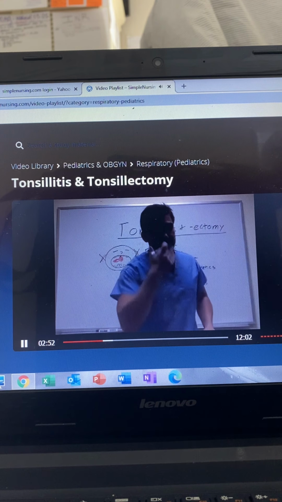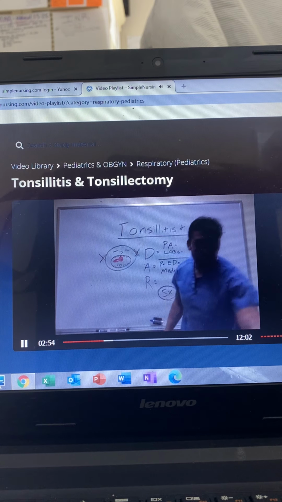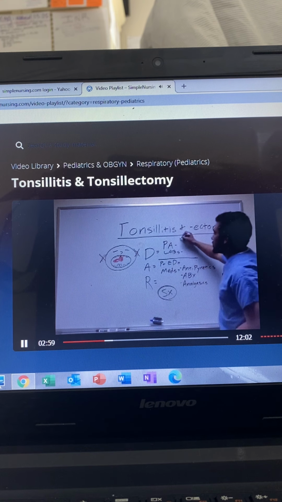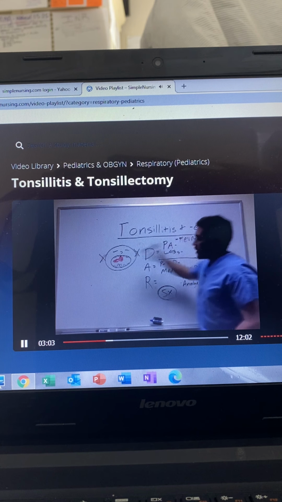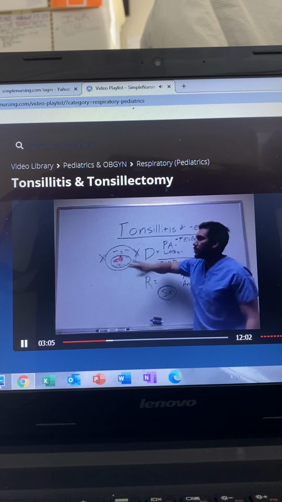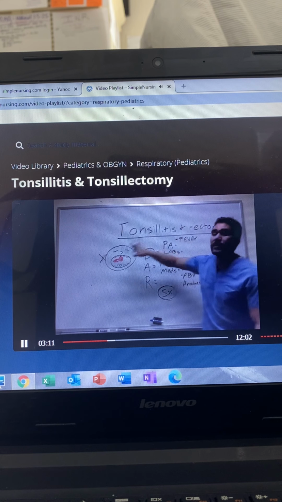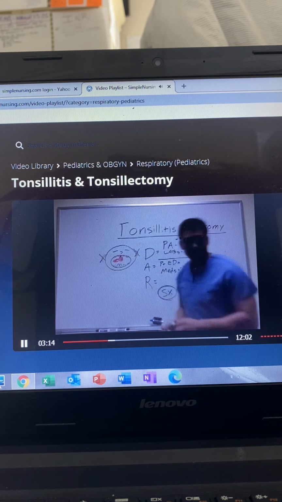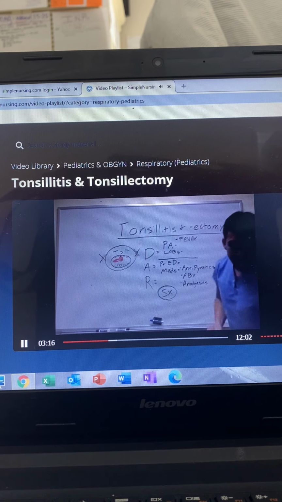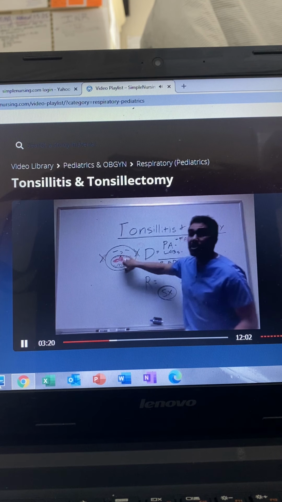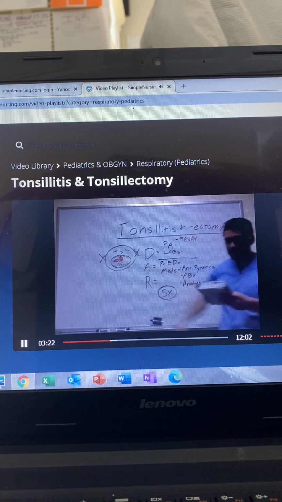If your patient has a high fever, that's one of your physical assessment findings, because we have an inflammation or an infection going on in the tonsils. Your patient's going to present with a fever because of the infection. You're going to have inflammation and reddening and even edema, swelling of the back of the throat.